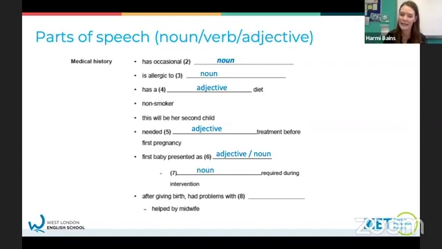And finally, number 8, had problems with. Problem with birth, so it can be a noun. Problem with delivery. Yes, exactly. I had problems with delivery, although it's after giving birth, but it doesn't matter. It's a noun. Maybe had problems with breastfeeding. Yes. That could work. Good.